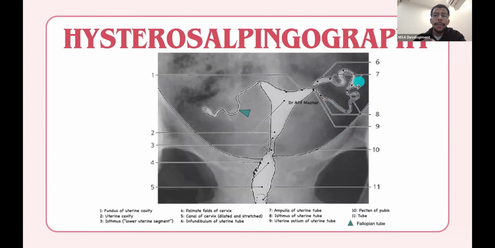And then 7 is the ampulla. What does that mean? Ampulla means it's getting wider. So the ampulla of the uterine tube here is the wider section. And then towards the end of it we have the infundibulum of the oviduct. Then what else do we have? Here it's pointing towards the pectinate line, remember, that we mentioned earlier in the pelvis. And I think that's it.